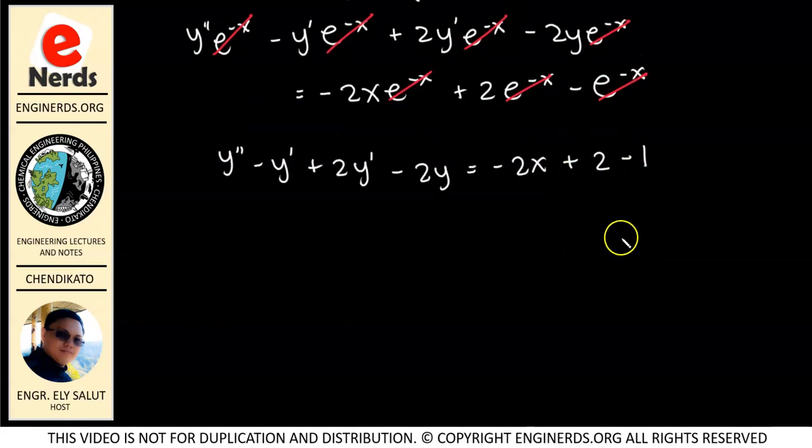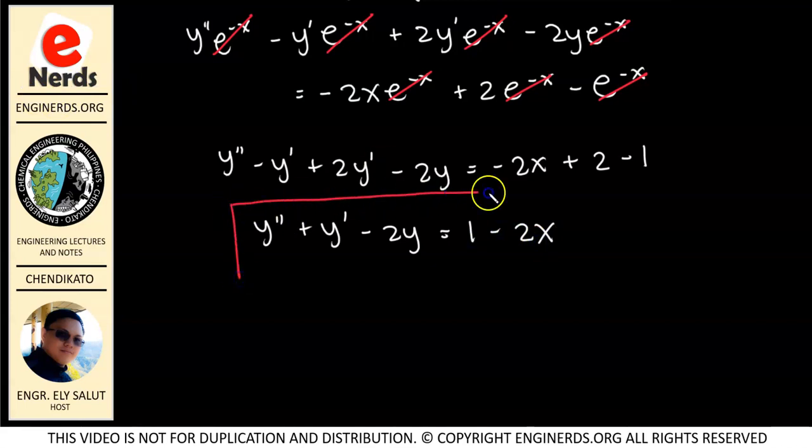Okay? So, let us just simplify this by combining like terms. So, I will have y2 prime, negative y prime plus 2y prime. So, I will have plus y prime. Then, I have minus 2y. And this is equal to 2 minus 1 will be 1 minus 2x. Okay, so this is our final answer for this problem.